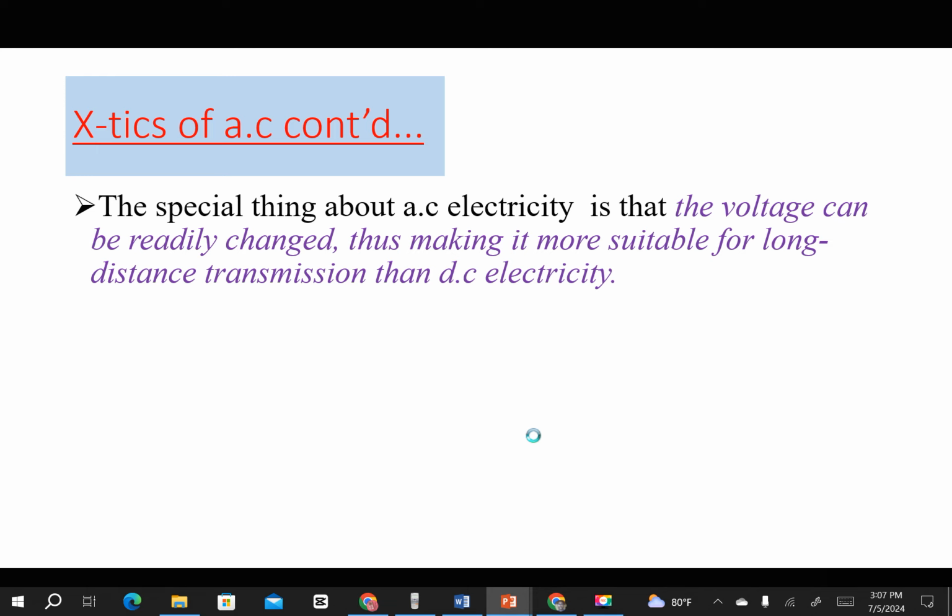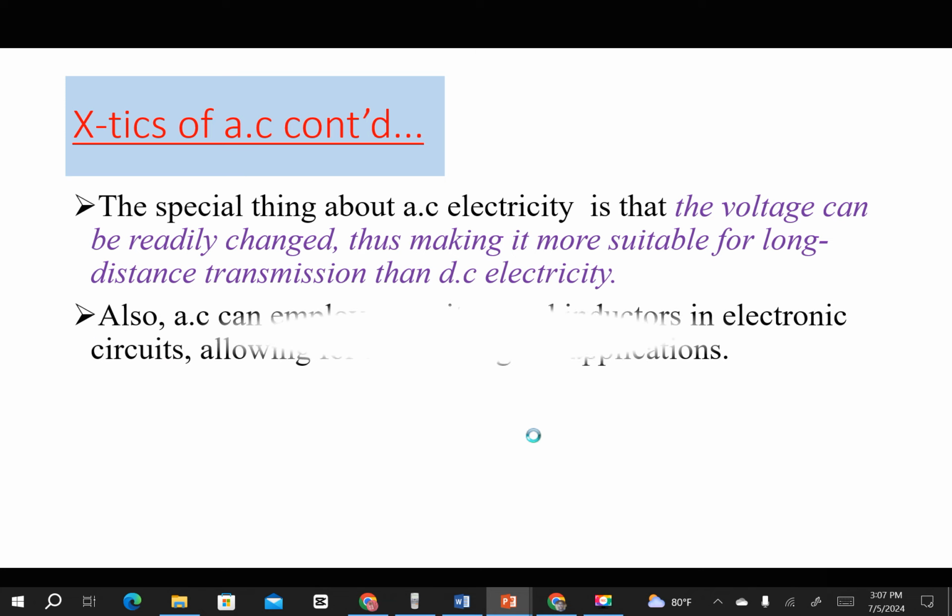What do we mean by changing? Changing could mean raising its value, that is stepping it up, or lowering its value, that is stepping it down, as we shall mention later on. And we shall see that electrical power is normally transmitted to long distances after it has been stepped up, or after it is transmitted at higher voltages. And we shall see why high voltages later on under transmission of electrical power.